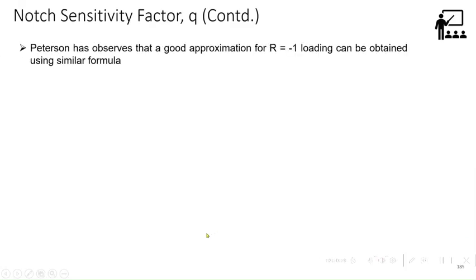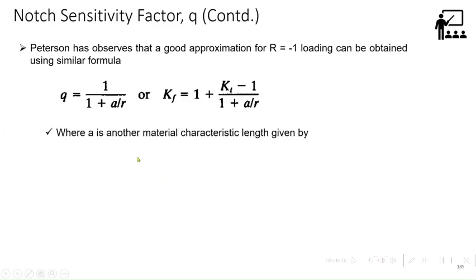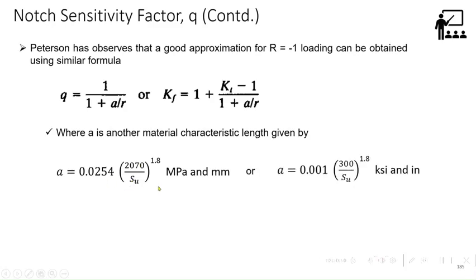Now Peterson has also given a formula. a is the material characteristic length. This is given for steel, or for aluminum it is a constant 0.635 mm. So this is also given. If you know the ferrous material's ultimate strength, you substitute and find a. Once you find a, you can put a by r. You know the radius, the curvature, then you find q.